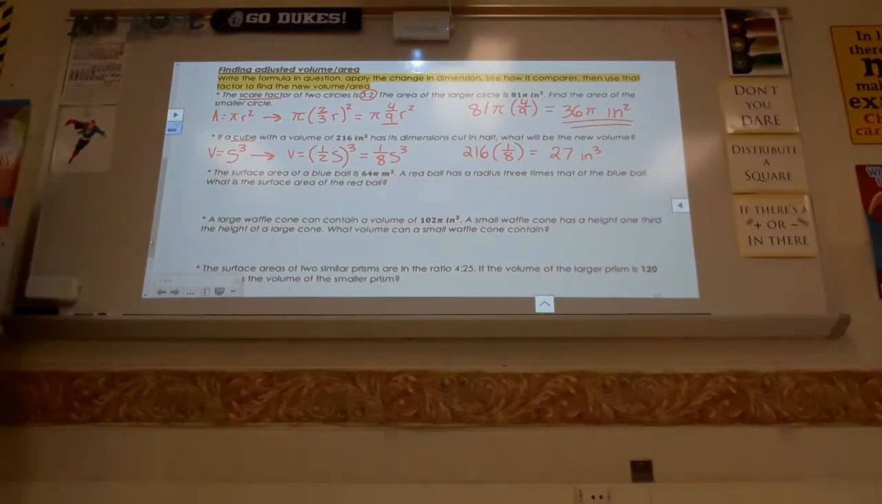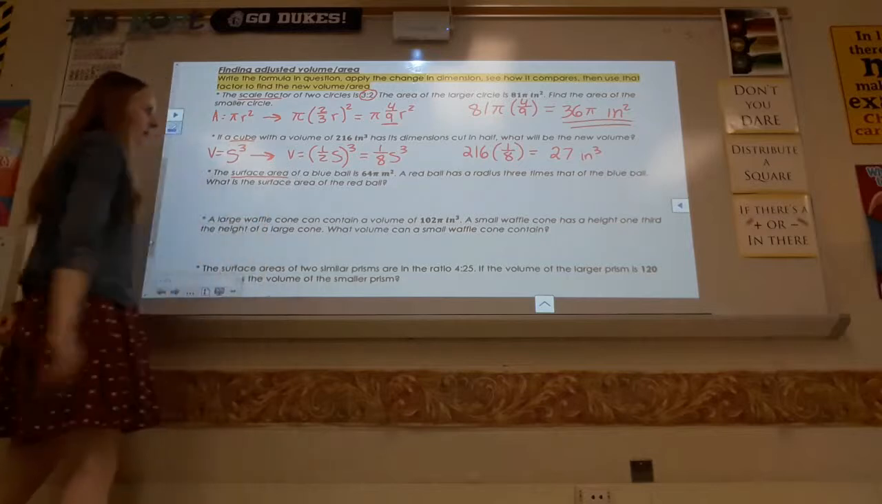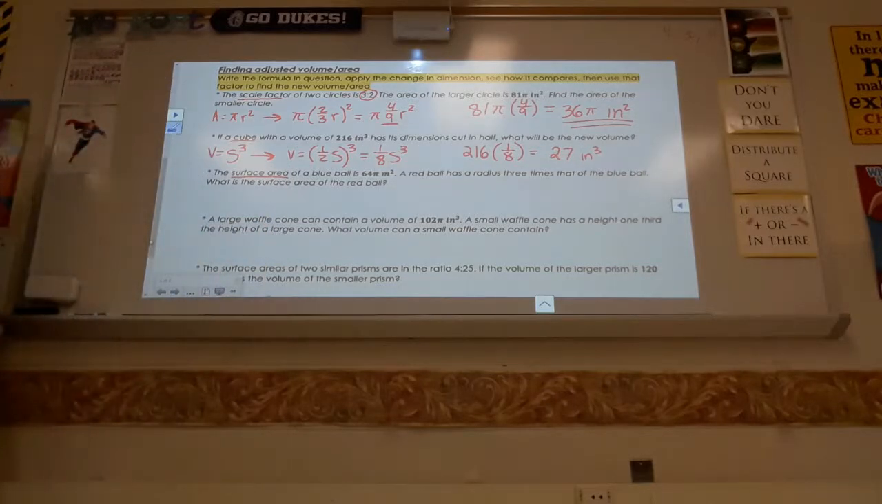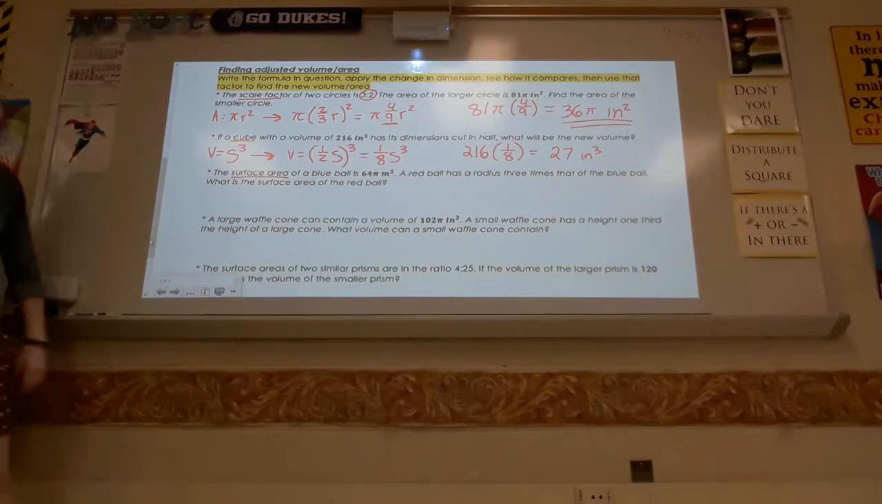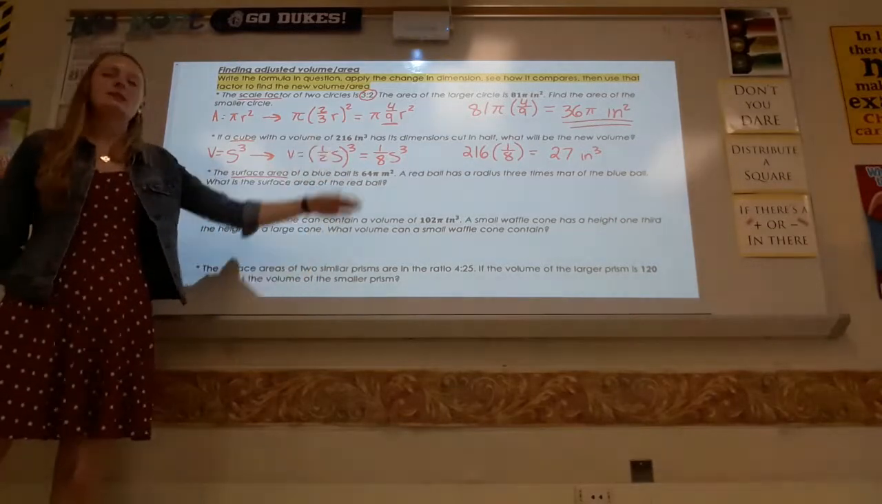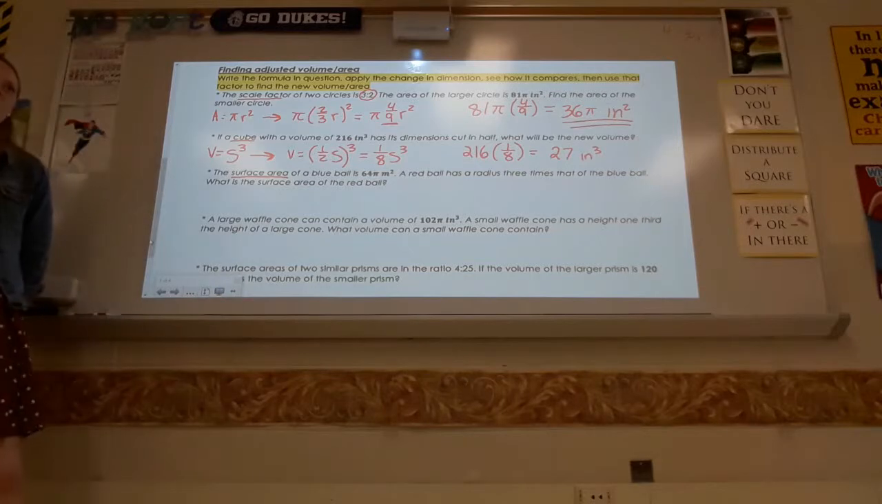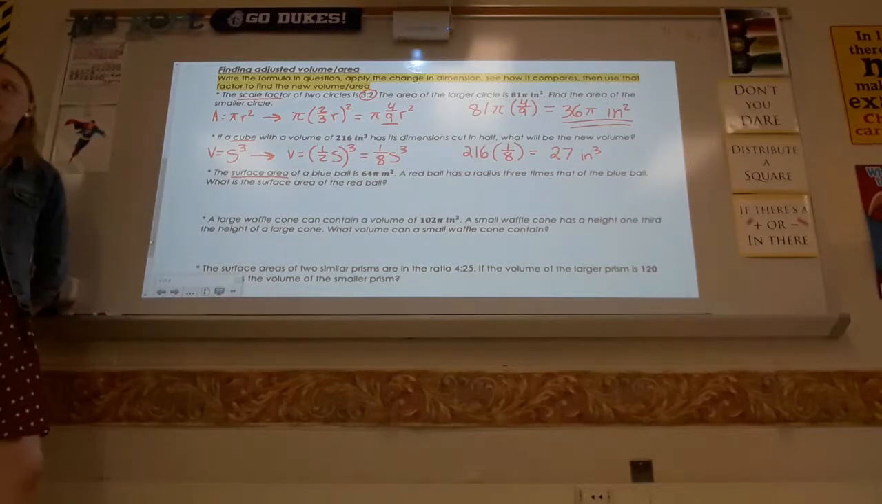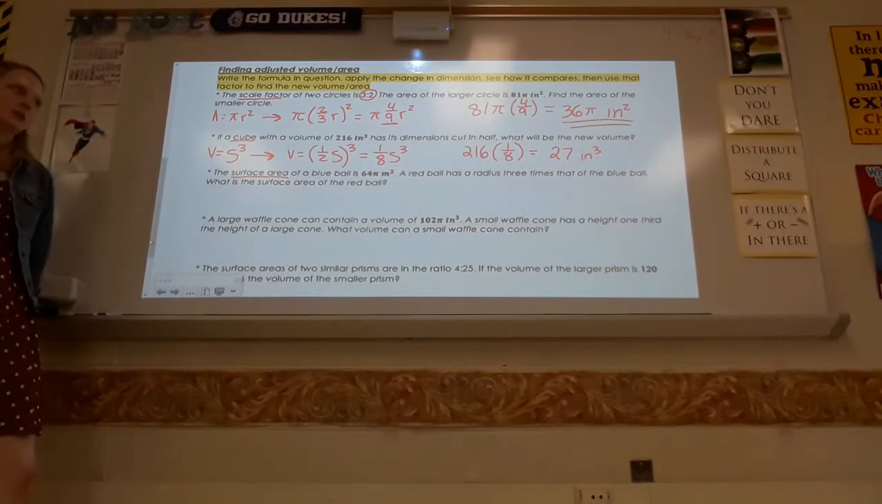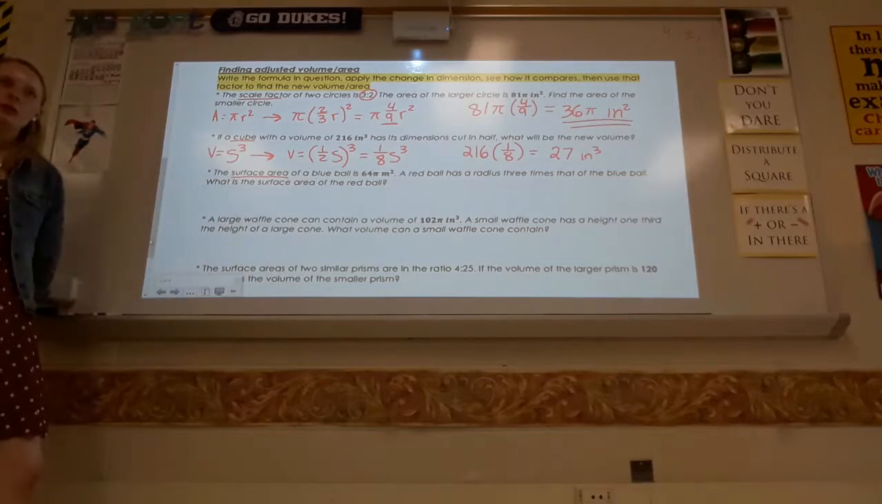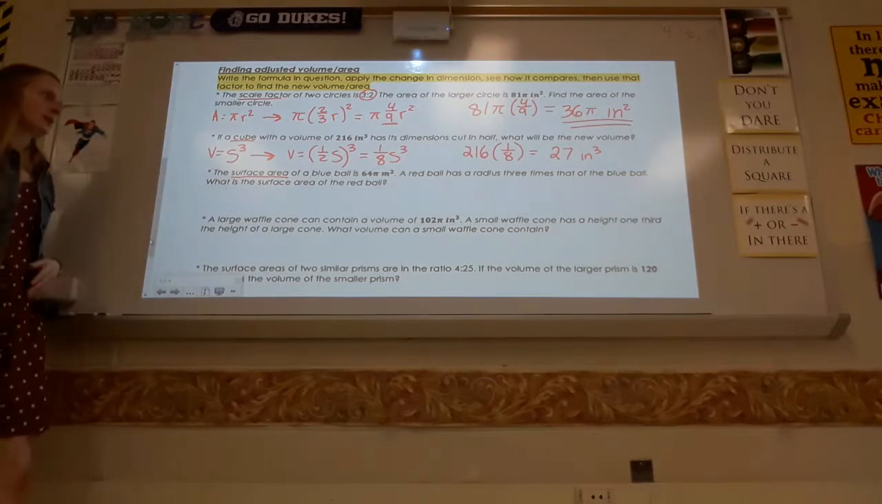Next one, we have the surface area of a blue ball is 64 pi meters squared. A different ball, a red one, has a radius that's 3 times as big. And I want to know what that one's surface area would be. Again, if I had just told you that the red ball had a radius of 6, plug it into the formula and be done. But I didn't tell you what the radius was, did I? No. I just gave you a relationship between the two. So that's ratios. That's when you have to use this kind of process.